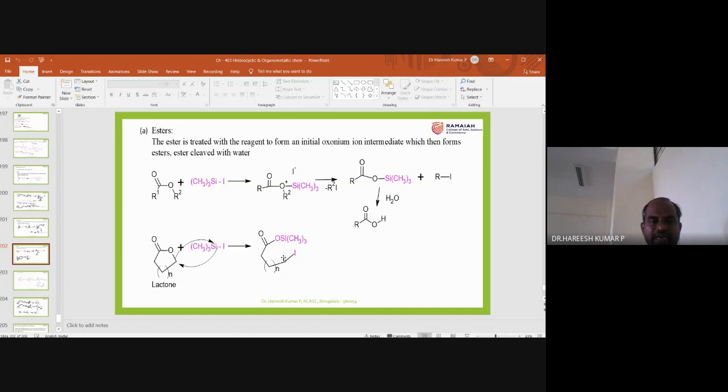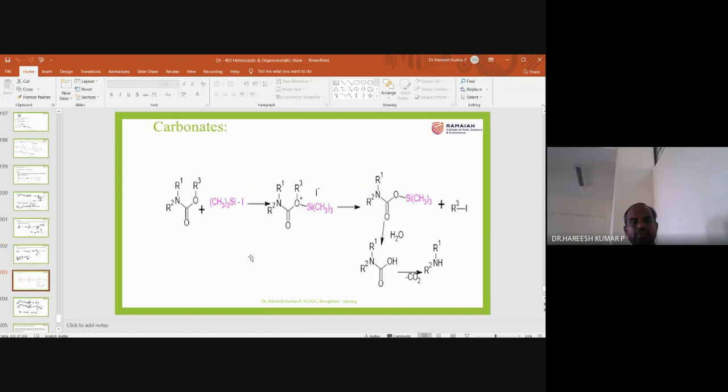So what does it mean? Esters on reaction with silyl halide give carboxylic acids. Lactones on reaction with trimethyl silyl halide give iodo-silyl esters. This is about esters. So with this, I will go to the next slide.